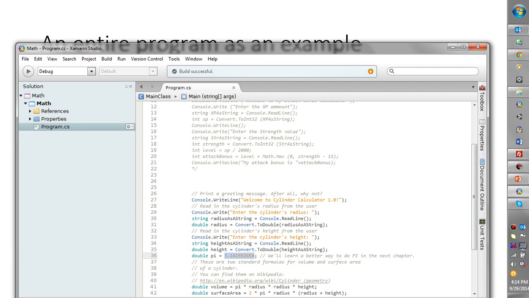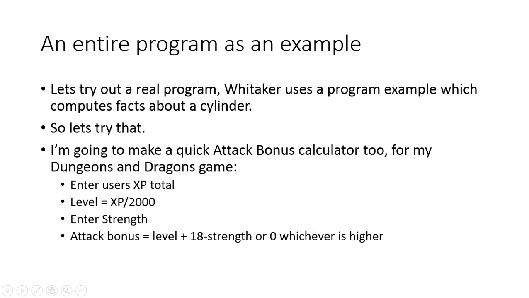So the next thing I wanted to show you was just a quick example of computing an attack bonus. This is sort of from a Dungeons & Dragons game. Actually, for those of you that are extremely dorky, you would recognize this as basic D&D, not even advanced, from a long, long time ago. Basically, the attack bonus ended up becoming, in that edition, the level plus 18 minus the strength, or 0, whichever is higher. So what I'm going to do is ask the user to enter the XP total. I'm going to divide that by 2,000, and then I'm going to enter the strength. So the attack bonus would be the level plus 18 minus the strength, or 0, whichever is higher.